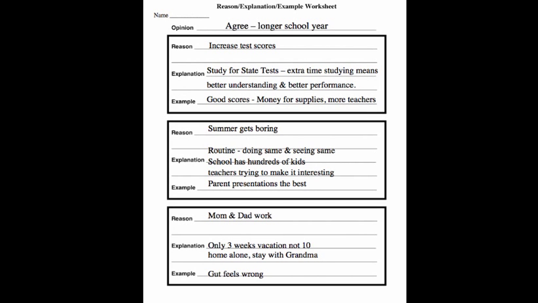The next paragraph will be your strongest reason, explanation, example group. Look at your worksheet and decide which one of your reason, explanation, example groups will turn out to be your strongest paragraph. Put a 1 next to it. Put a 2 next to your next strongest, and the last one gets a 3.